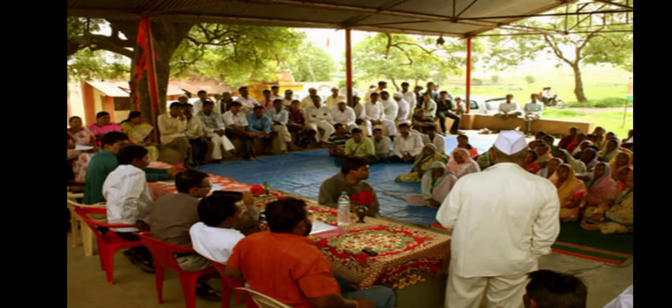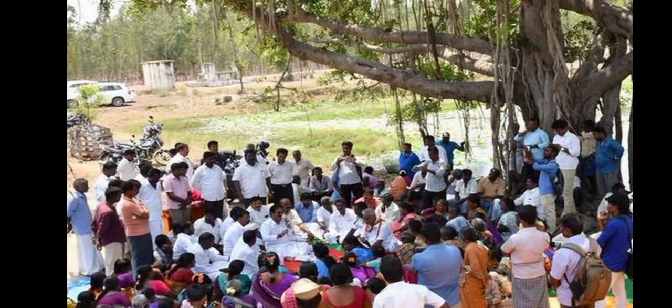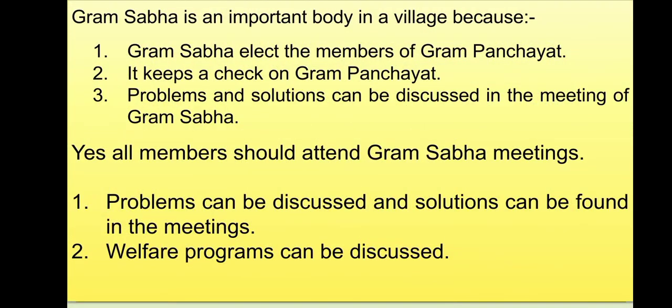So here you can see in this picture, all the villagers are there, and on the chairs the Sarpanch and Panch are there, right? And these people are discussing the problems of their village and they are trying to find out the solutions. Here is one more Gram Sabha meeting picture, under the banyan tree you can see, right? So that is why it is very, very important.